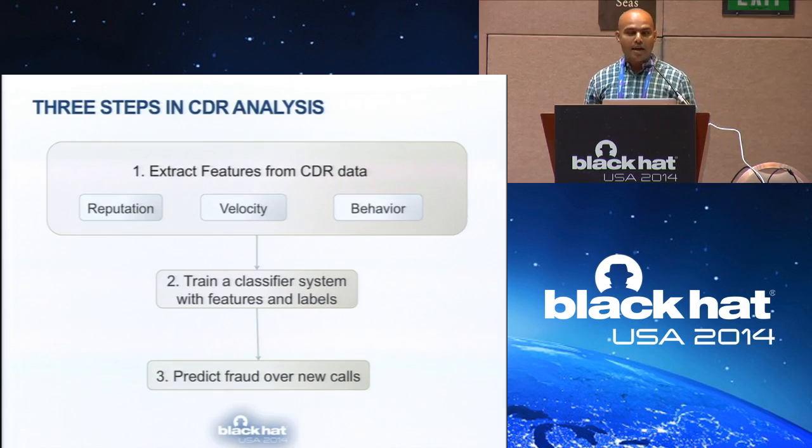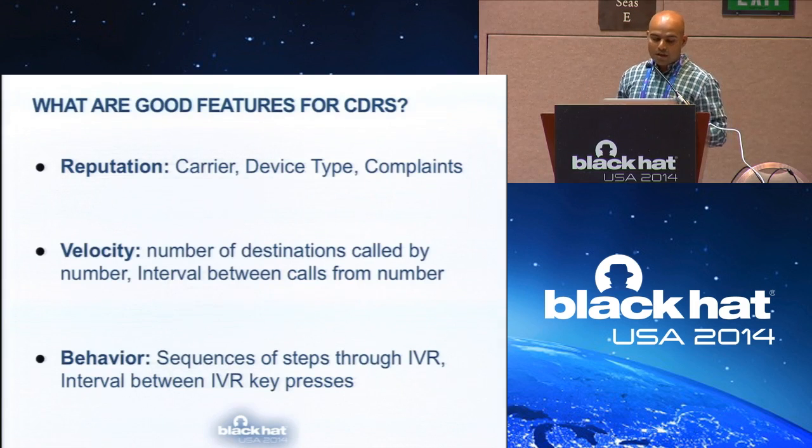So what are these three categories of features, and what are some examples of these? Reputation is the simplest one. It basically tells us what we know about a phone number. What we know about a phone number, we can look up in a telco database: the carrier of the number, which carrier it belongs to. The device type, is it a landline, cell, VoIP? Are there any complaints associated with that number in both public databases as well as private ones? So all these together form reputation features.